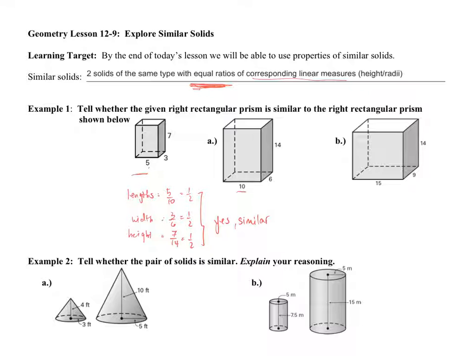But for the prism in B, we have to check the ratios as well. So the lengths will be 5 to 15, which is 1/3. The width, 3 to 9, is also 1/3. And then we have the height. We have half. So they're not similar because the ratios are not all the same.